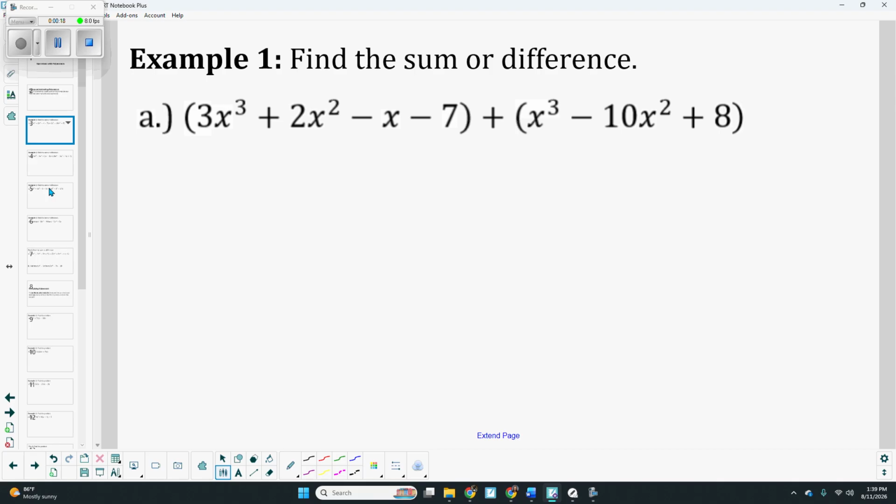So this is find the sum or difference. We see that there's a plus sign in between, so we're going to add. No signs will have to change. If it helps you, you can line them up. So it might help you to do this.